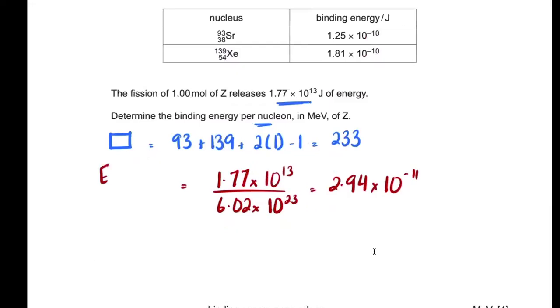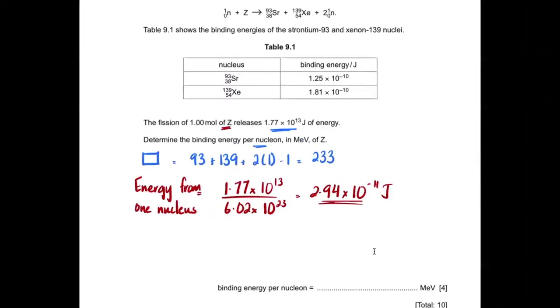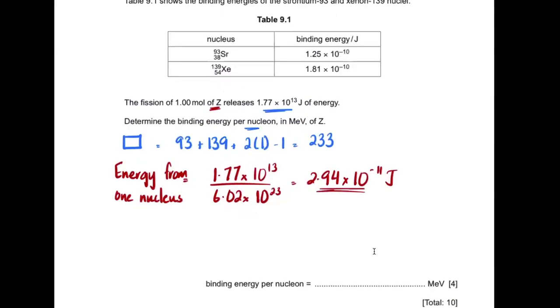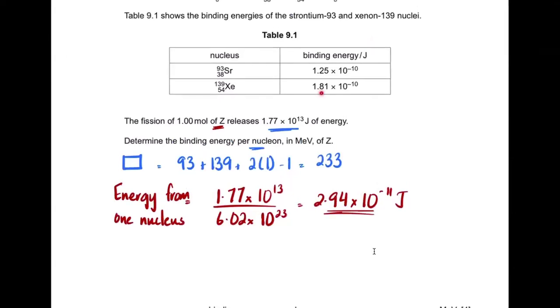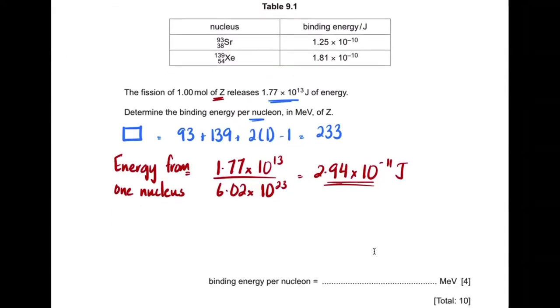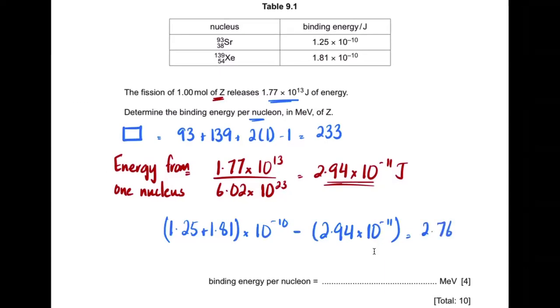This is the energy from one nucleus of Z, right? So from one nucleus of Z, this gives you this energy in joules, right? So this gives you this energy, and then these have this binding energy. So by subtraction, I can figure out the binding energy of Z now. So if I do 1.25 plus 1.81, that's obviously larger than this. So I'll do 1.25 plus 1.81 into 10 to the negative 10 minus 2.94 into 10 to the negative 11, that is 2.766 into 10 to the negative 10 joules.